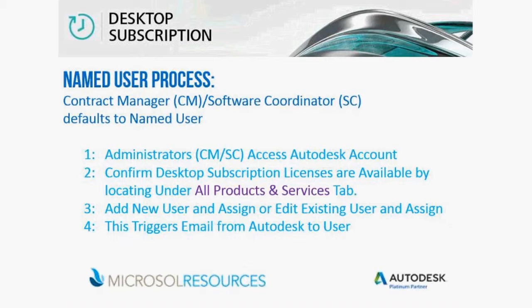So the administrator, the contract manager, or the software coordinator, they access Autodesk account, right? They access Autodesk account, the interface where you manage all your software and services. You confirm the desktop subscription licenses are available by locating them under the All Products and Services tab. Then you add a new user and assign them the benefit needed to access their software, or you edit an existing user and assign. And then that triggers an email from Autodesk to the user. So now that I've broken that down, let's just go over it a little bit.